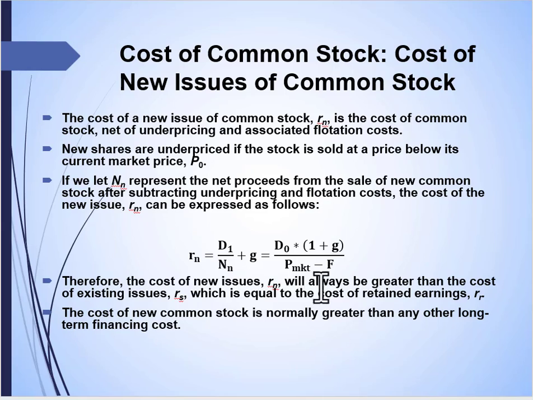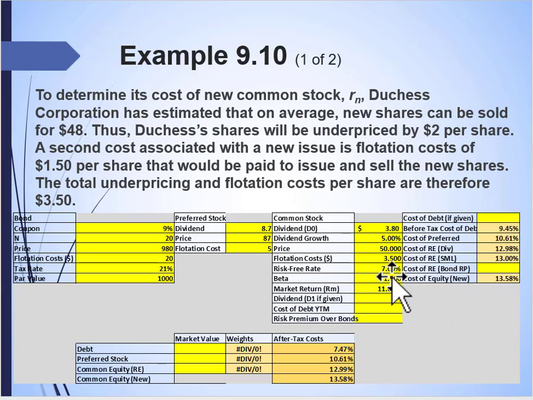So again, it's the same formula. All we do is substitute net proceeds in the denominator. So here we see if we put in the flotation cost right here, say it's $3.50, now you see that the new cost of equity is 13.58. So in the end, what we're looking for is we're trying to figure out what are the costs of financing. In the bond chapter and the stock chapter, we've been talking about what are the returns for investing.